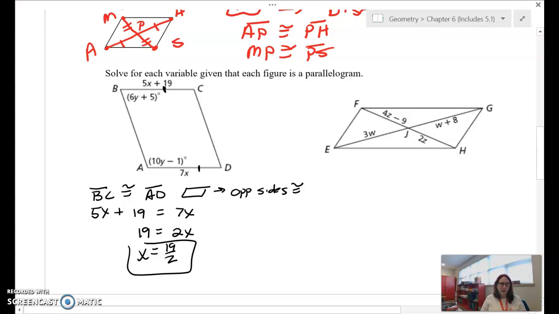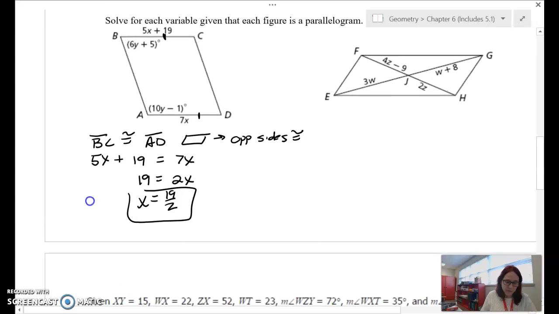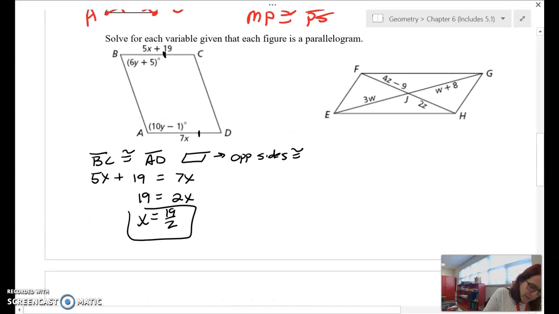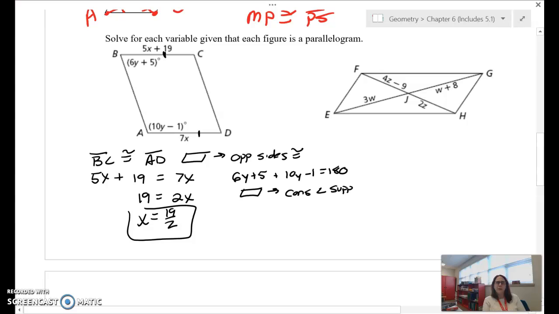Now for y, I'm looking at the angles. And I know that consecutive angles in a parallelogram are supplementary. So what I'm going to do is write the equation 6y plus 5 plus 10y minus 1 equals 180. And this is because parallelogram implies consecutive angles are supplementary. So that's my reason for writing that equation.